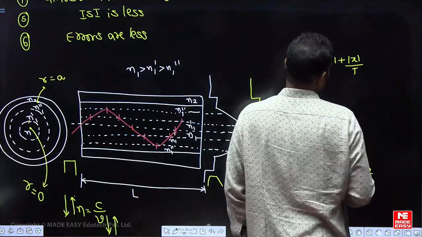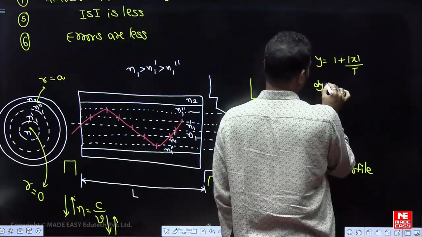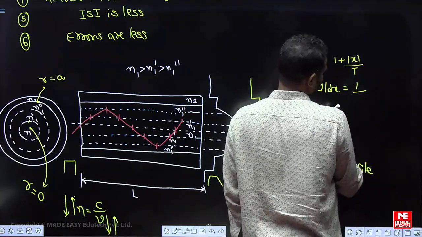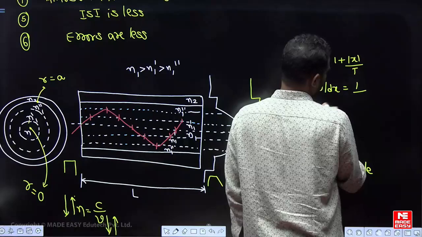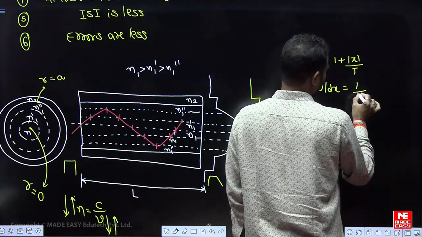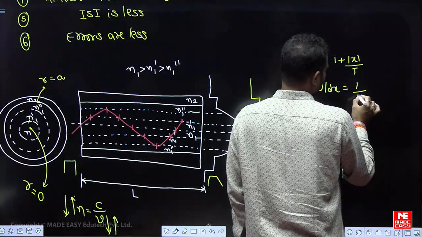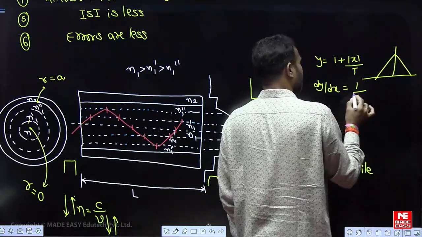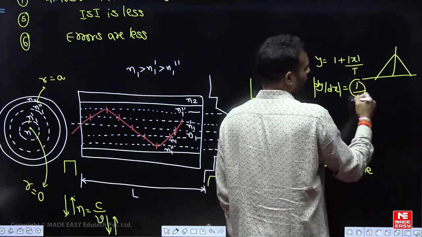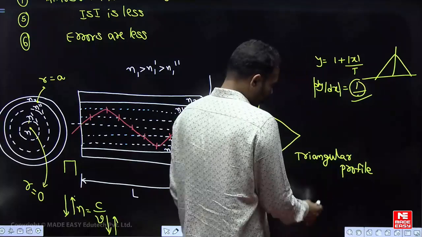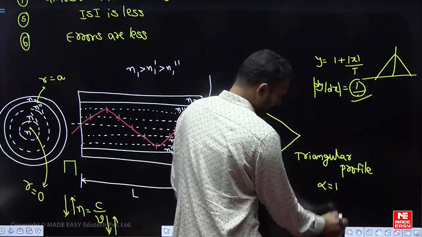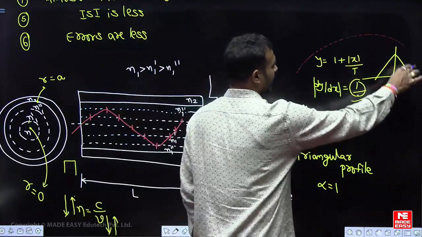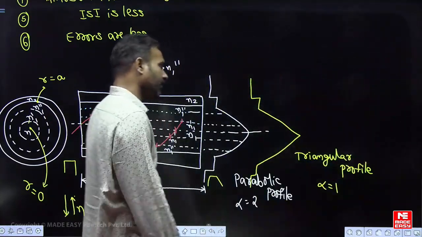If you differentiate this, dy by dx, you are going to get the value 1 plus mod of x, which is the line equation, from minus t to t. So we get a line equation like this, and the triangle will look like this. This is the triangle. On differentiation, we get the magnitude equal to 1, and that alpha value is equal to 1, which is called the triangular profile. For triangular profile, your alpha value is 1.